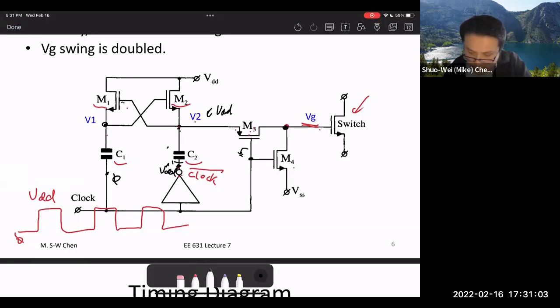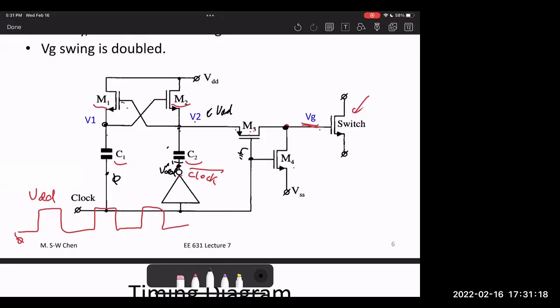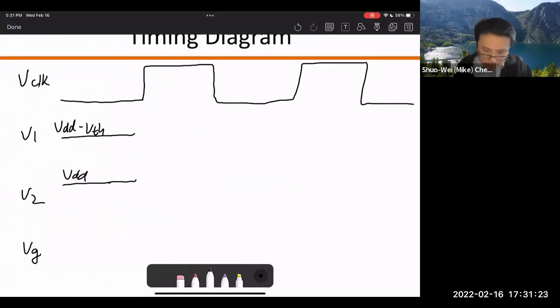So if this is ground, what happens to M3? M3 is PMOS. The gate is at ground, so M3 is on, right? So that means that VG has to be VDD. It's turned on. So VG has to be VDD.